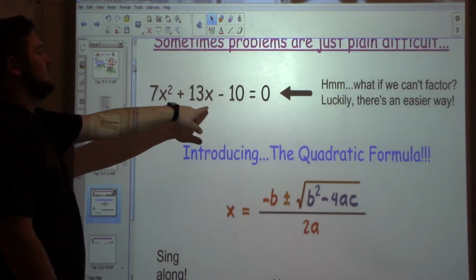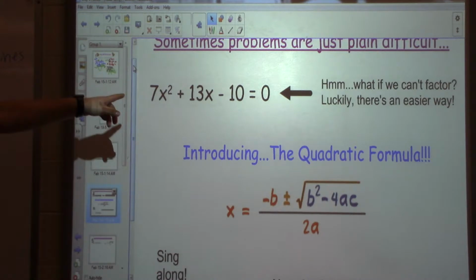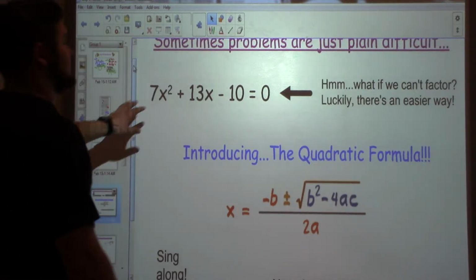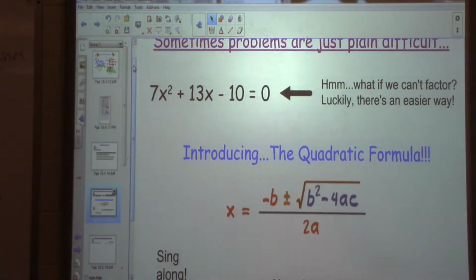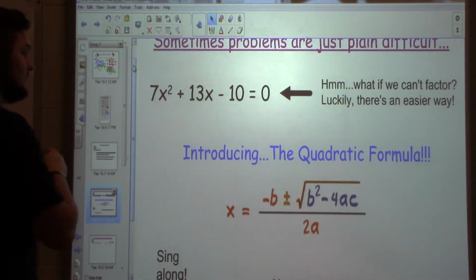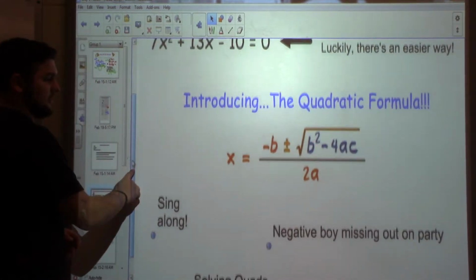So, they give you a problem like this: 7x squared plus 13x minus 10 equals 0. You're not going to want to factor that, are you? Right? Who knows if it even factors? There are going to be some problems that we give you that won't even factor. So we're going to have to find a different way to solve them. And that different way is the quadratic formula.